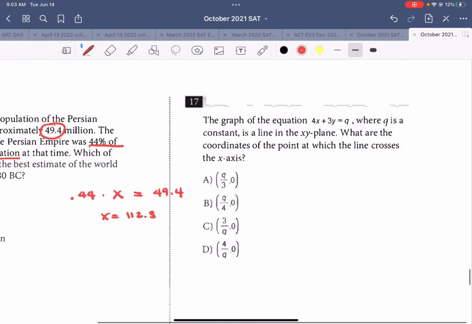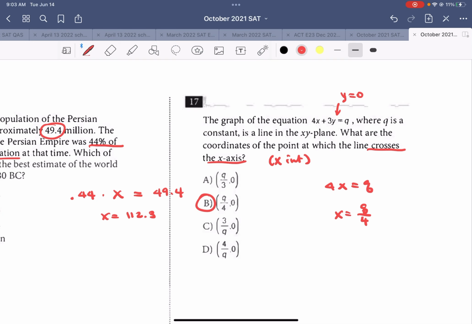Number 17. The graph of the equation 4x plus 3y equals q, where q is a constant, is a line in the xy-plane. What are the coordinates of the point at which the line crosses the x-axis? Crossing the x-axis means x-intercept. X-intercept means you put y equals 0. So I'm going to substitute y equals 0 here and then solve for x. So 4x equals q, so x is q over 4. So q over 4 comma 0, answer B.